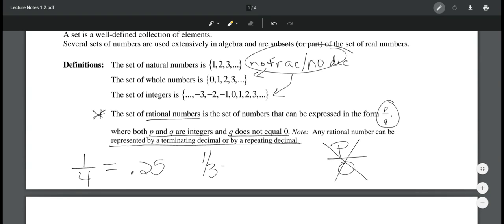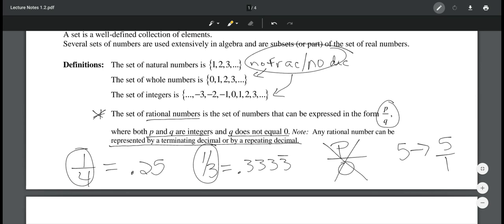If you have the fraction 1/3, that is the repeating decimal 0.33333, and that decimal repeats forever. It never, ever stops. So those are the two types of decimals that represent rational numbers. So 2 or 3 things. If you can write it as a fraction, such as the number 5, 5 can be written as 5 over 1. If it's already in fraction form, like 1/4 or 1/3, it's a rational number. Also, if it's in decimal form, it has to be either repeating or terminating, like the examples that I've given you.